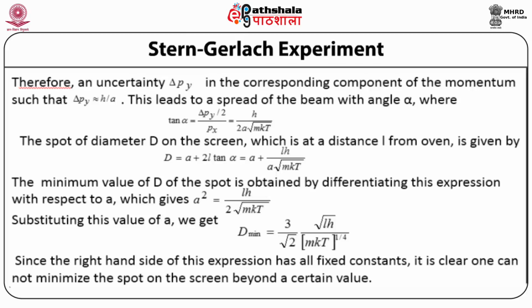3 by under root 2 into under root L into h upon within brackets mkT to the power 1 by 4.